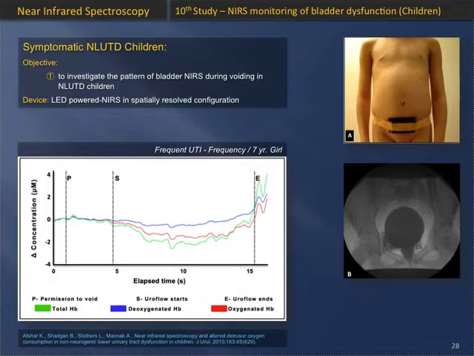Then we moved to some dysfunctional cases, to try to see what's the difference between asymptomatic and symptomatic children. We started with some non-neurogenic dysfunction in children, and as you can see, again the pattern is totally different. The pattern is opposite. Upon permission to void, sometimes we saw this initial increase. In some severe cases, there was no initial increase. And upon the start of voiding, there was a decrease in Detrusor hemodynamics, blood flow, and oxygenation.